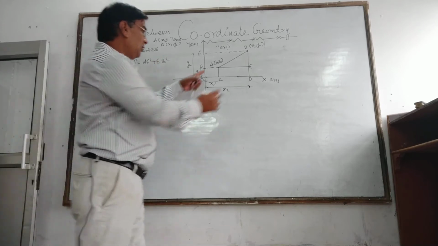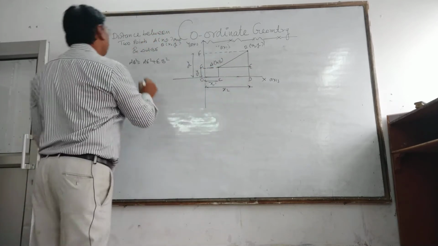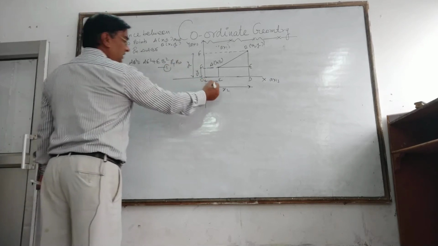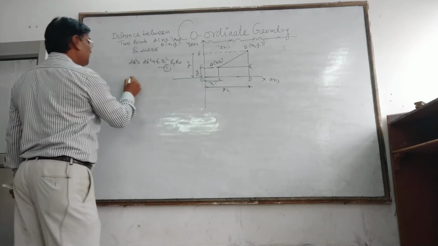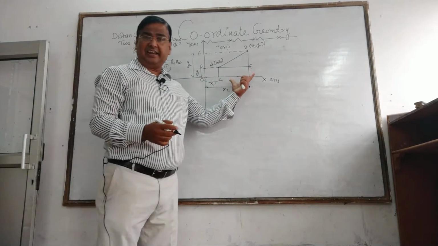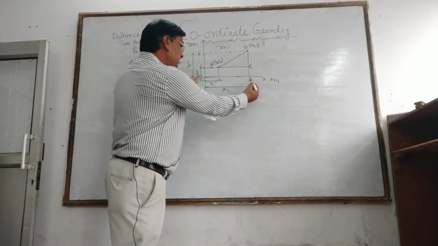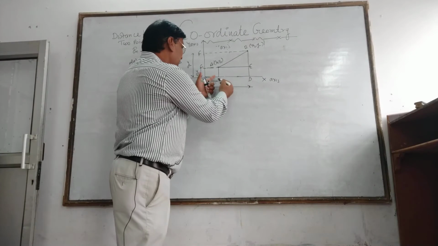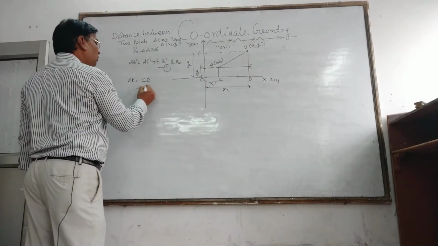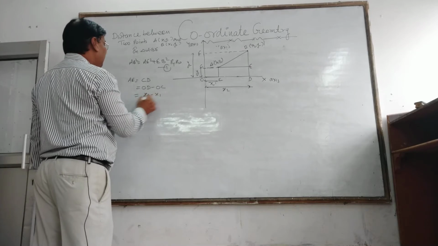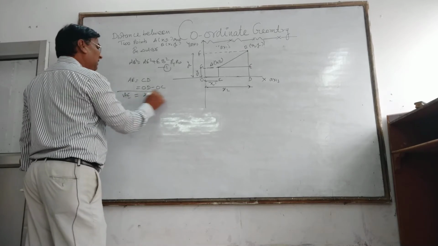Now look here, AE. What about AE? AE is equal to CD. CD means OD minus OC. How will we get CD? OD minus OC. So that is x2 minus x1. That is AE.